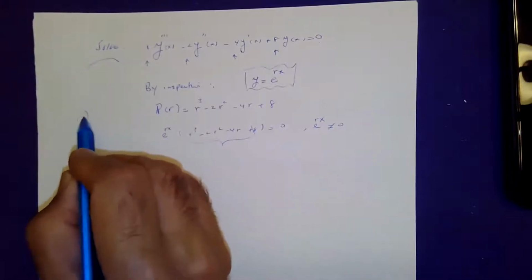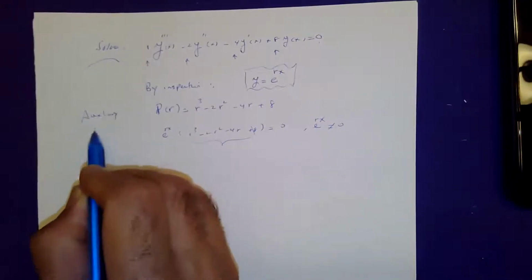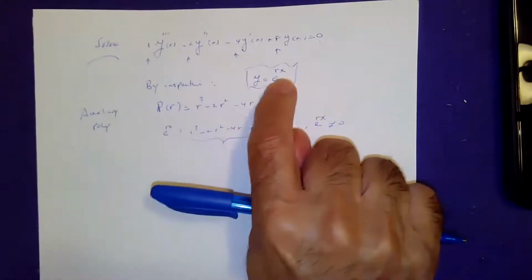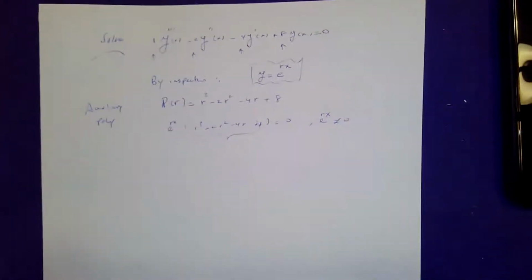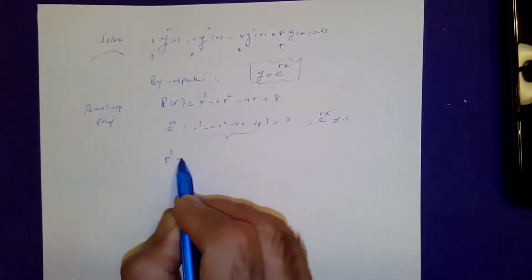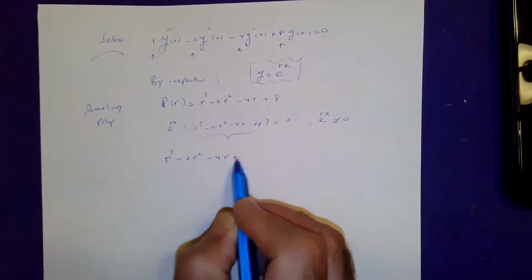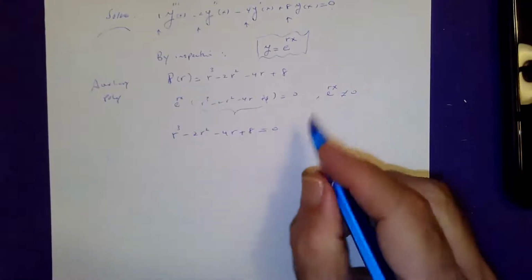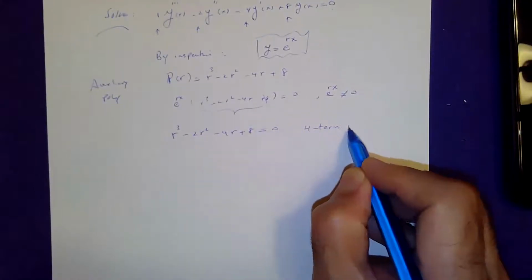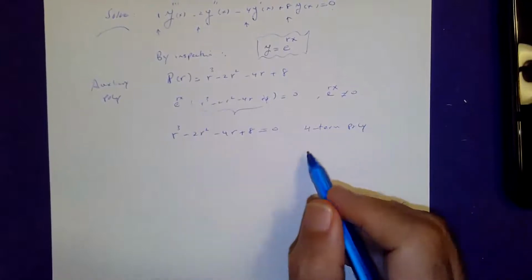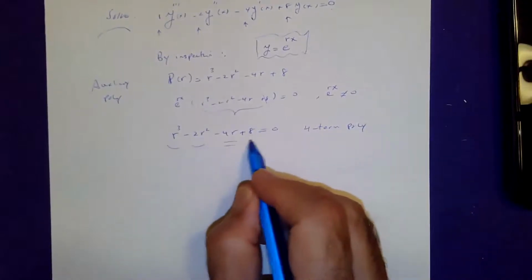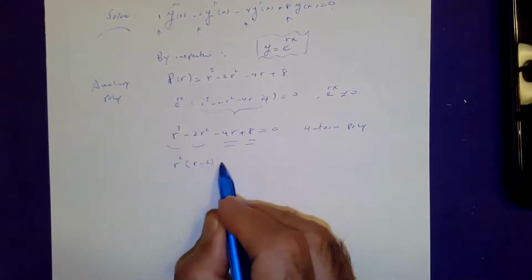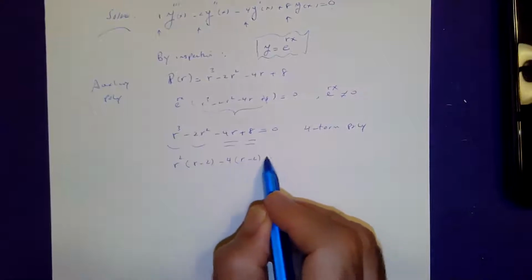That expression has a name. It's called the auxiliary polynomial, whose roots enable us to write the solution, correct? So let's set this equal to 0 and solve for r. If you remember from algebra classes, this is called a four-term polynomial, and the way we factor these kinds of polynomials is two at a time. So the first two, factor out r squared, and the last two, factor out negative r, so you get this.